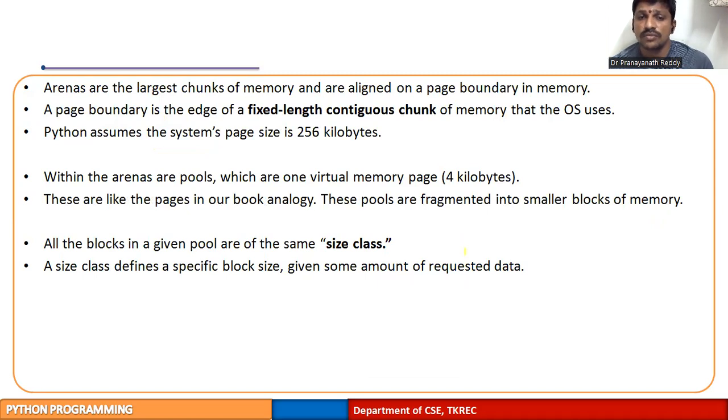Arenas are the largest chunks of memory, the bigger part, the overall page. They are aligned on a page boundary in memory. A page boundary is the edge of a fixed-length, contiguous chunk of memory, again the same size. So who is going to allocate this? This 256 kilobytes of space is allocated in the pool. This is nothing but a virtual memory page, which keeps track of which page to be referred. All the blocks in a given pool are of the same size, the same size class.